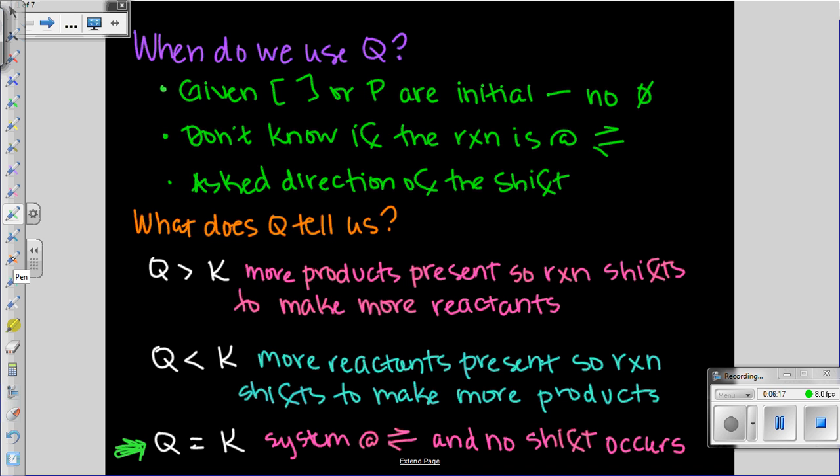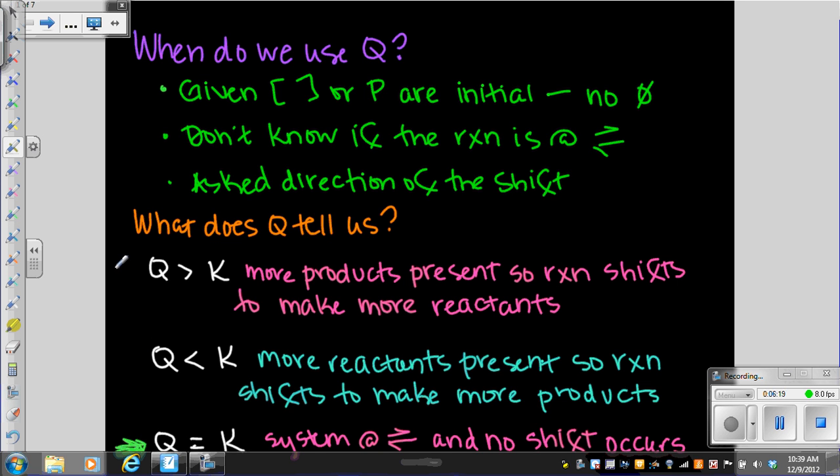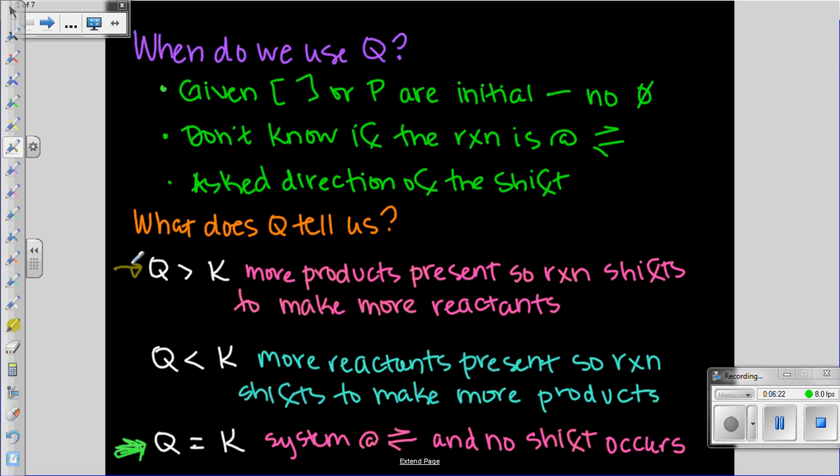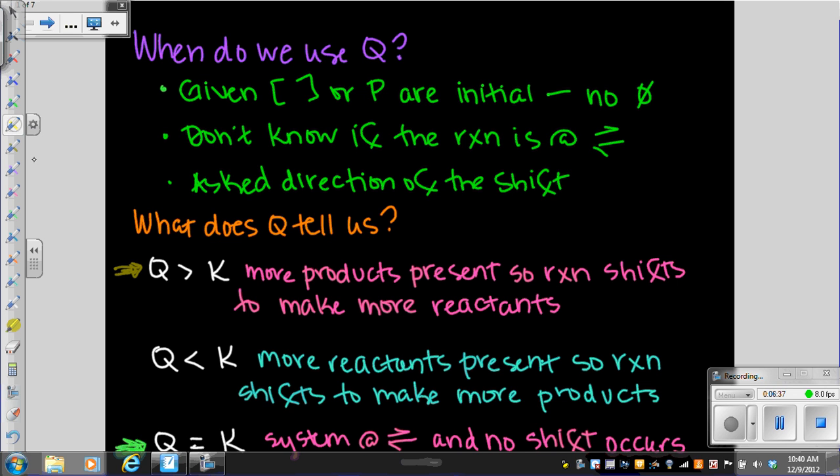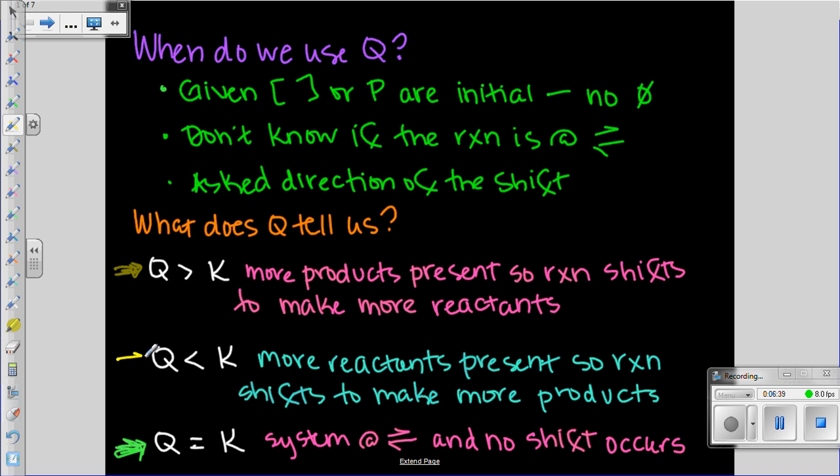In this next example, where you've got Q being greater than K, your reactant side would increase and your product side would decrease on that change line. I'm going to do examples of this, so don't worry. With Q being less than K, you're reactant heavy, so the reaction is going to shift to make more products, and your product side would increase, so that would be a positive change. Your reactant side would decrease, a negative change.